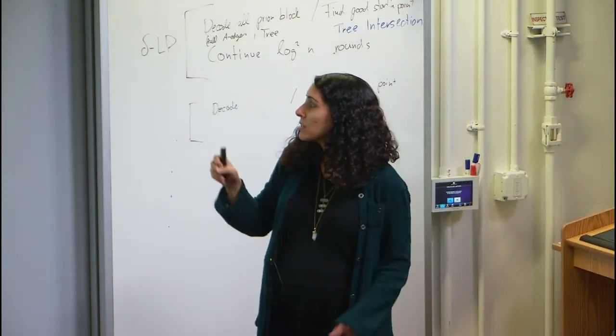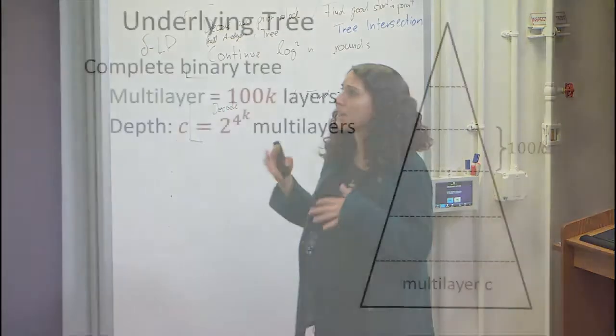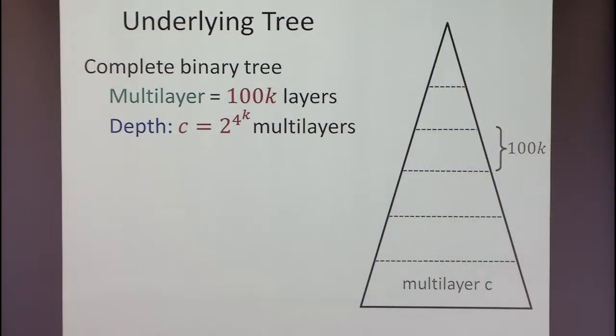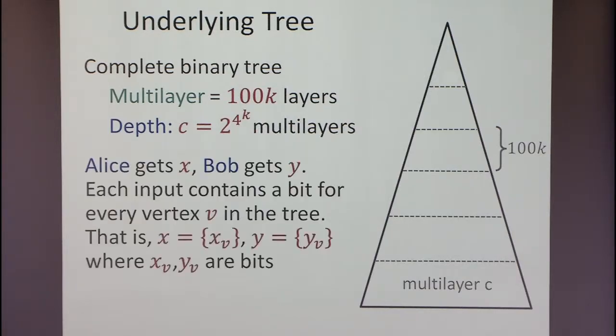Okay. So the first few slides are going to be very close to what we had yesterday, with one difference. Let me just remind you how we construct this example. We're going to have an underlying tree. It's a complete binary tree. We're grouping every 100k layers together and calling it a multi-layer. And this tree is very, very deep. It has 2 to the 4 to the k multi-layers.